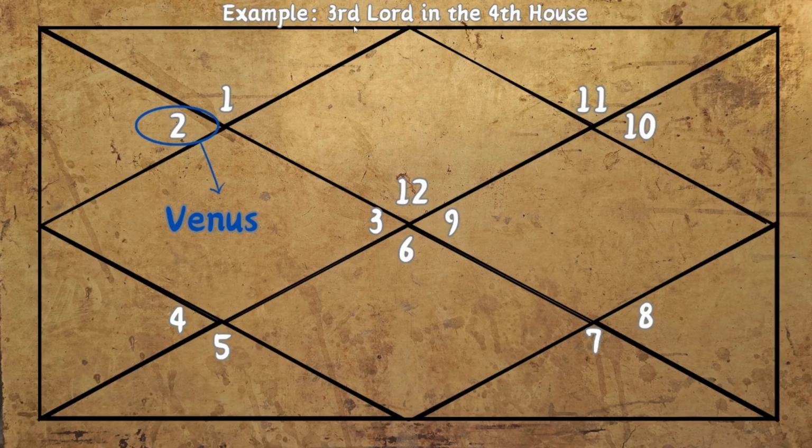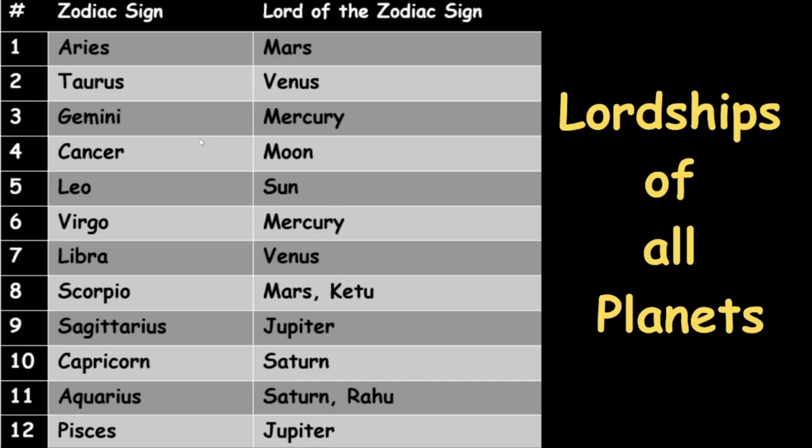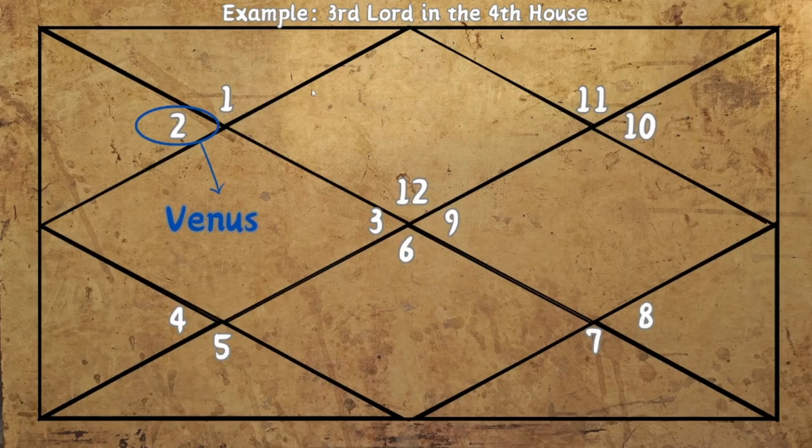For example, if in your chart the third lord is in the fourth house, how do you conclude that? If you see, this is the first house where 12 is written, this is the second house where 1 is written, and this is the third house where 2 is written. What is 2? If we look at the table, 2 is the Taurus zodiac sign. And who is the lord of Taurus? It is Venus. So you will say the lord of the third house is Venus, because it is the lord of Taurus.